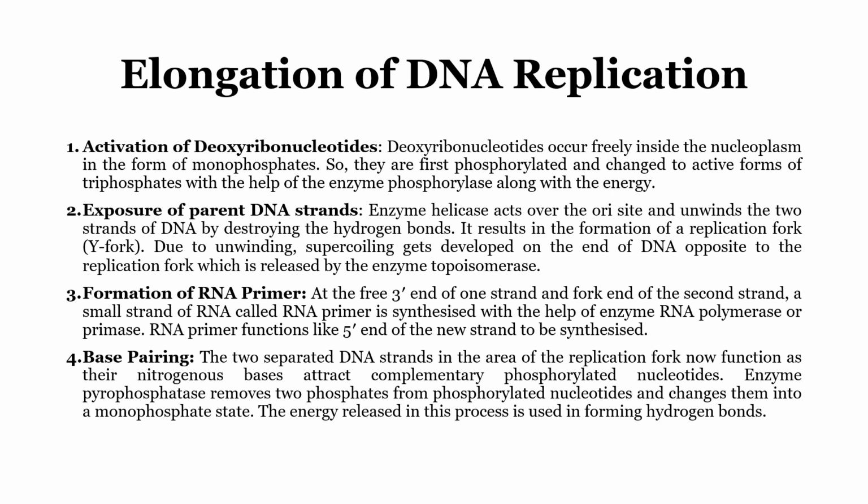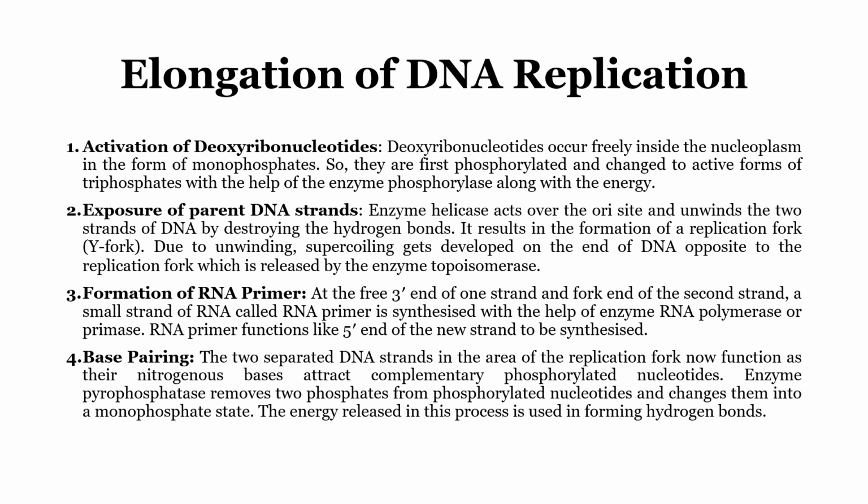Number two, exposure of the parent DNA strand. The enzyme helicase acts over the ori site and unwinds the two strands of DNA by destroying the hydrogen bonds. It results in the formation of the replication fork or Y fork. Due to unwinding, supercoiling develops at the end of the DNA opposite to the replication fork, which is released by the enzyme topoisomerase.